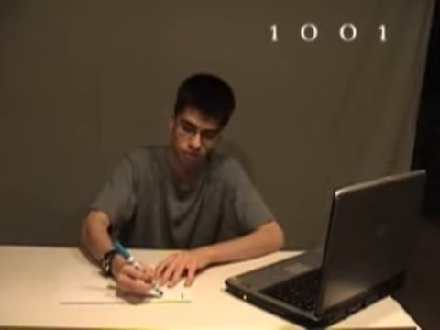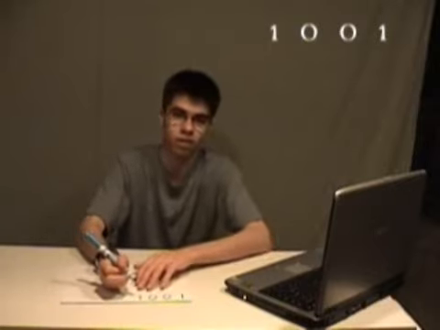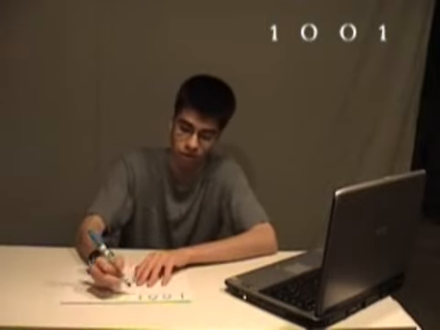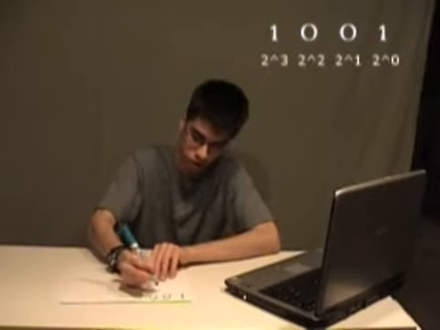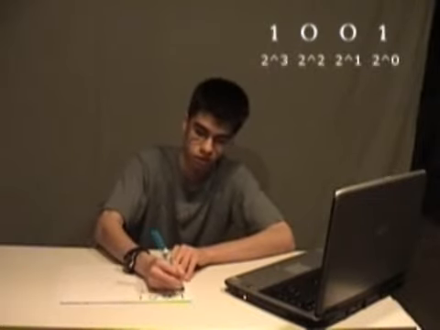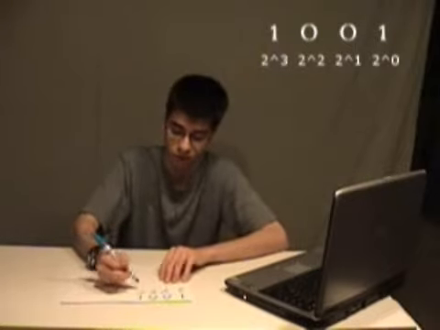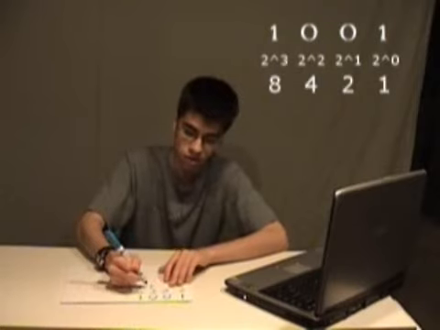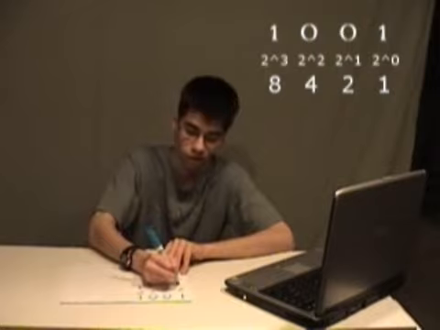We'll start off with a basic example: 1, 0, 0, 1. Now, going from the right, because that's how binary is read, going from the right, you're going to number your place values out: 2 to the 0, 2 to the first, 2 to the second, and 2 to the third. Now, calculating these out, 2 to the 0 power is 1, 2 to the first power is 2, 2 to the second power is 4, 2 to the third power is 8.